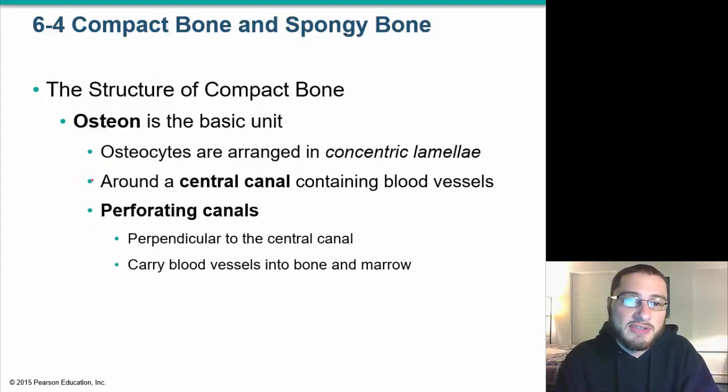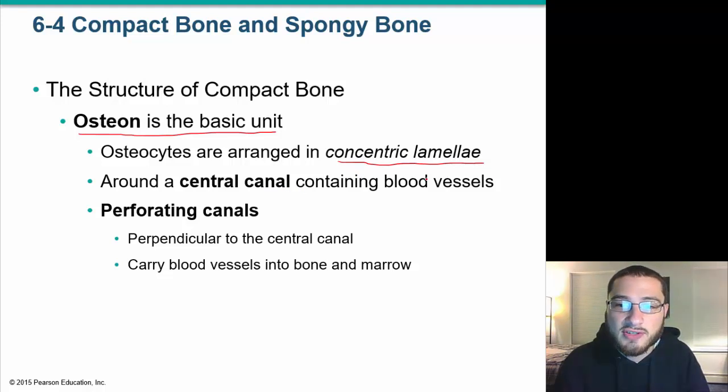So the osteon is the basic unit of bone. It's made up of those osteocytes, which are arranged into concentric lamellae, which look like concentric circles around a central canal, which contains blood vessels. We have perforating canals. They're perpendicular to the central canal, and they carry blood vessels into bone and marrow. So you have these central canals in the concentric circles, and perpendicular to them you have these perforating canals, which run in and out of the bone to supply the bone marrow with nutrients.